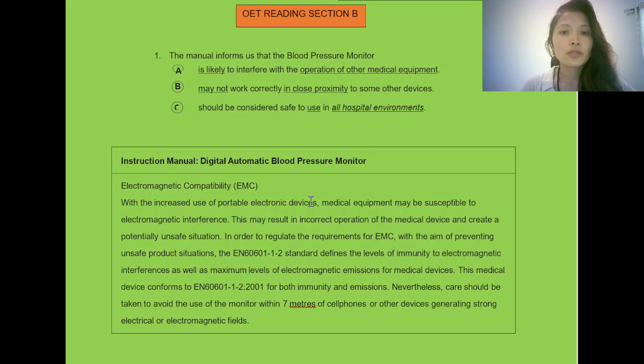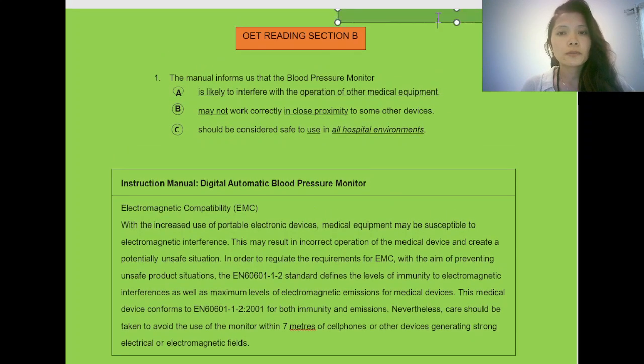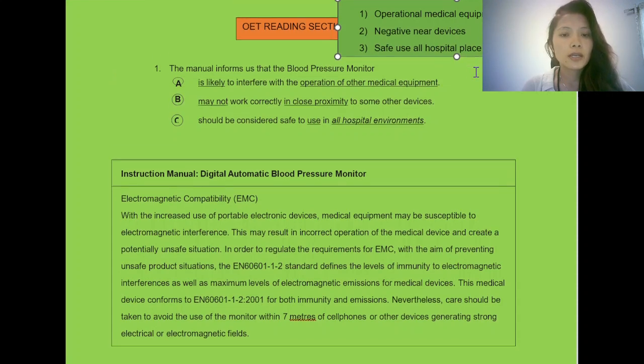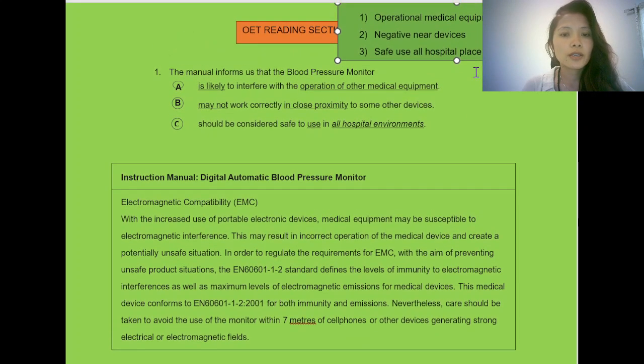Now we are going to search for these three things: operation of medical equipment, negative near devices, safe use in hospital places. I just wrote these things. Now we will read. Just come along with me while reading. This is the instruction. Just read the heading part as well. You will get an idea what the answer is.